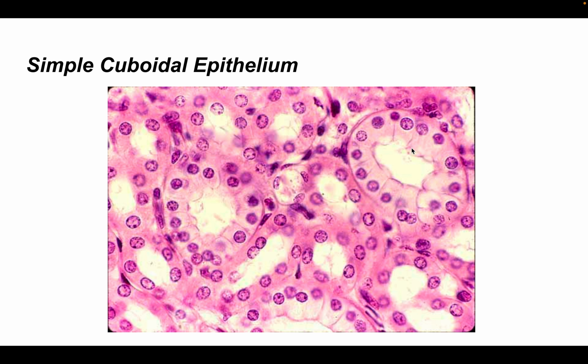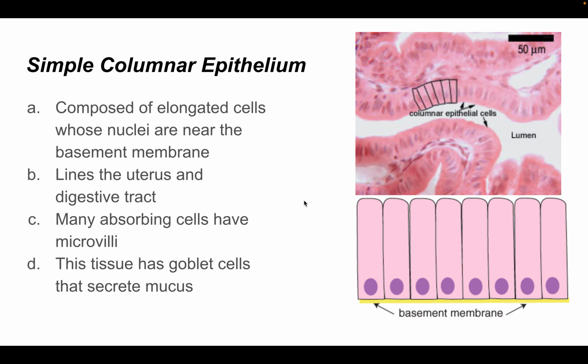Another picture of simple cuboidal. Okay, so one layer, cube-like shape. This is the hollow opening in the center, and then there's that basement layer right there. Okay, simple columnar, one layer, column-shaped. There's that basement layer. Here you can kind of see the column shape to the opening of the lumen in their GI tract there. But this would be the basement layer right here.